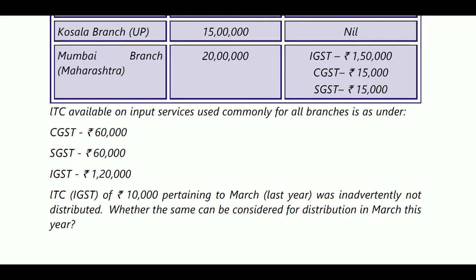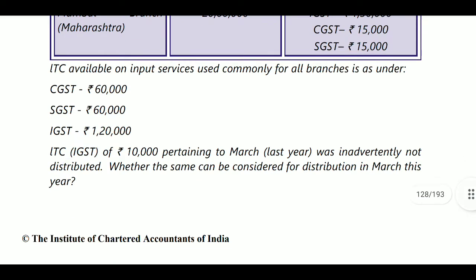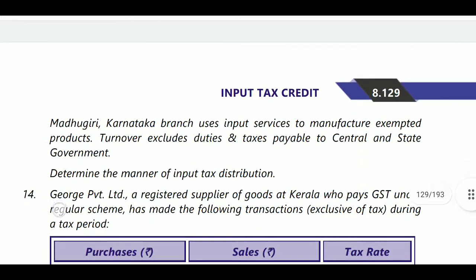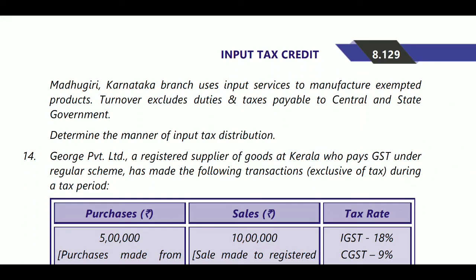Next, ITC of IGST of 10,000 pertaining to March last year was inadvertently not distributed. So whether the same can be considered for distribution in March of this year? No, it is not allowable. Only the amount of the same month will be eligible for claiming under ISD. Next, Maduragiri Karnataka branch uses input services to manufacture exempted products. Turnover excludes duties and taxes payable to the central government and state government.